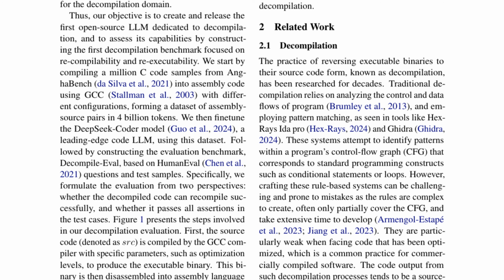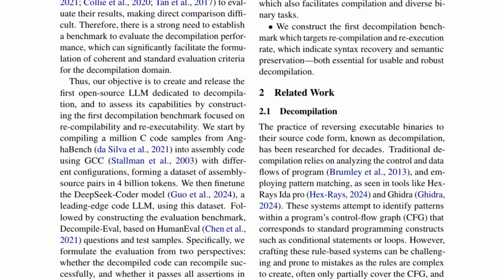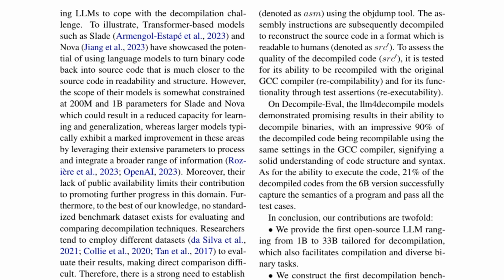First, the source code is compiled by the GCC compiler with specific parameters, such as optimization levels, to produce the executable binary. This binary is then disassembled into assembly language using the objdump tool. The assembly instructions are subsequently decompiled to reconstruct the source code in a format which is readable to humans. To assess the quality of the decompiled code, it is tested for its ability to be recompiled with the original GCC compiler and for its functionality through test assertions.